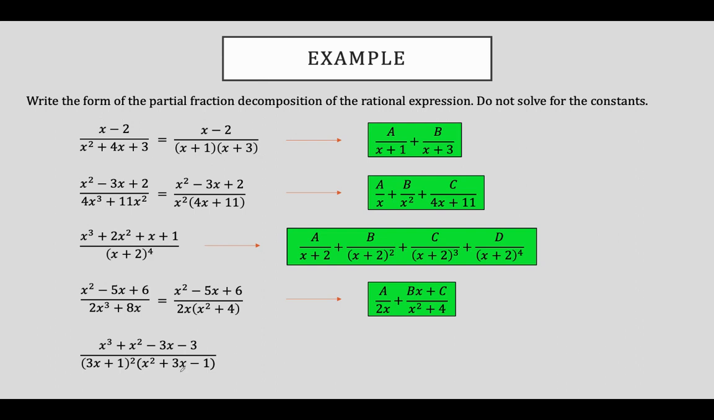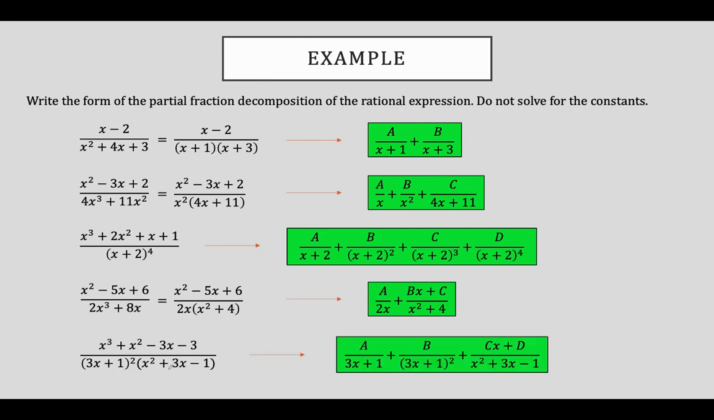The first one being A over our first linear factor plus B over our first linear factor squared. Again, with repeated linear factors, we have a denominator for each power for which it is repeated, plus Cx plus D over x squared plus 3x minus 1. Whenever we are dealing with a quadratic factor, our numerator is going to be linear: a constant times x plus the next constant. So there are a bunch of different forms of partial fraction decomposition. In the next video, we are going to go through and talk about the next step, which is solving for each one of these constants.